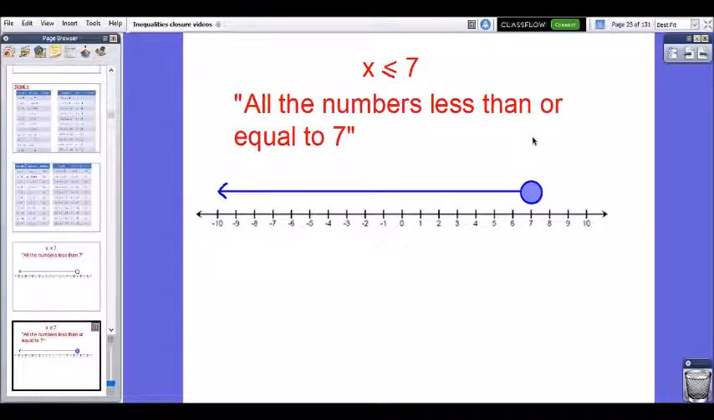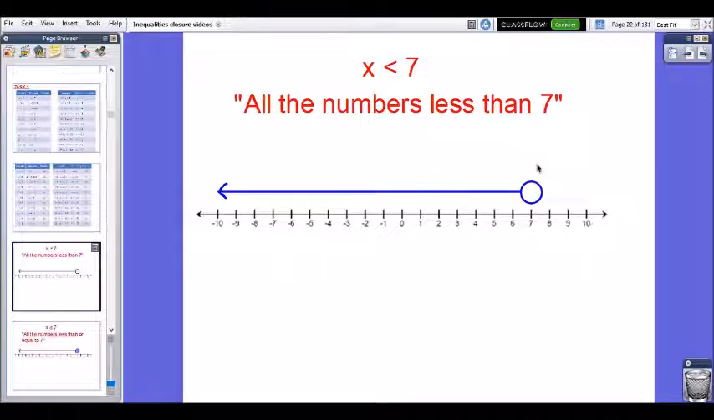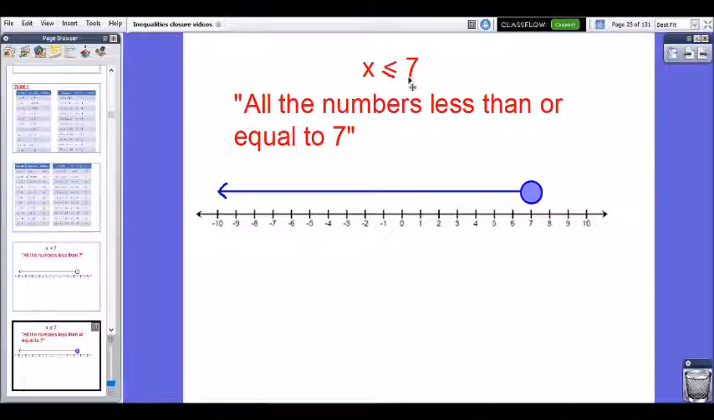So let me just flash between them again. Okay, so if there's no line under the inequality, that circle remains blank. If there is a line under the inequality, that circle is coloured in, because that shows us that x could represent that 7 as well.